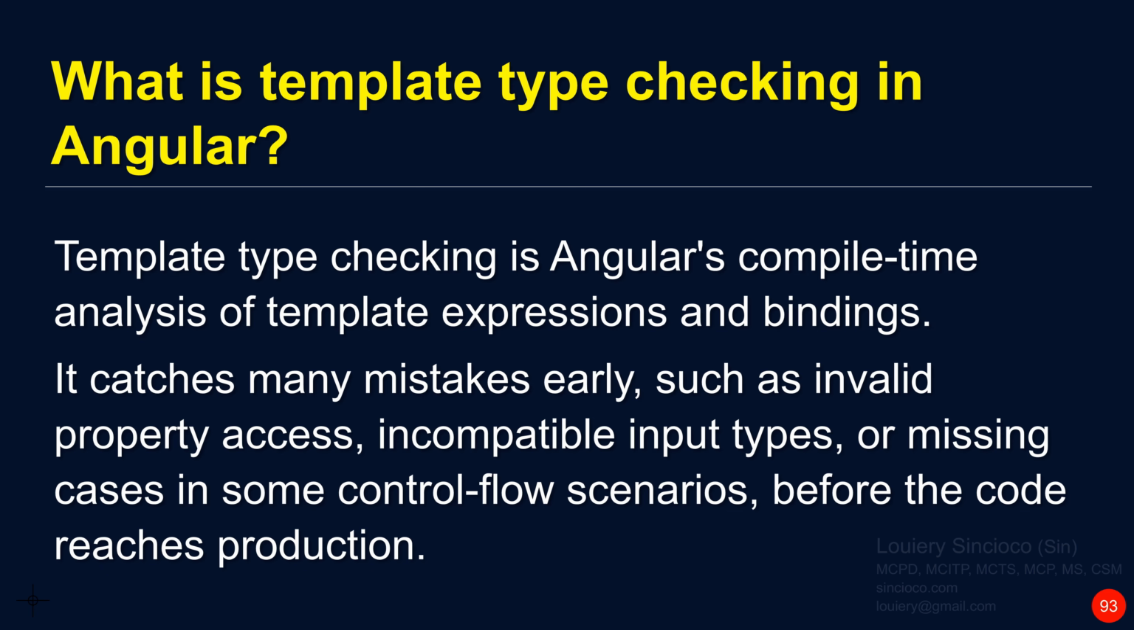What is template type checking in Angular? Template type checking is Angular's compile-time analysis of template expressions and bindings. It catches many mistakes early, such as invalid property access, incompatible input types, or missing cases in some control flow scenarios before the code reaches production.